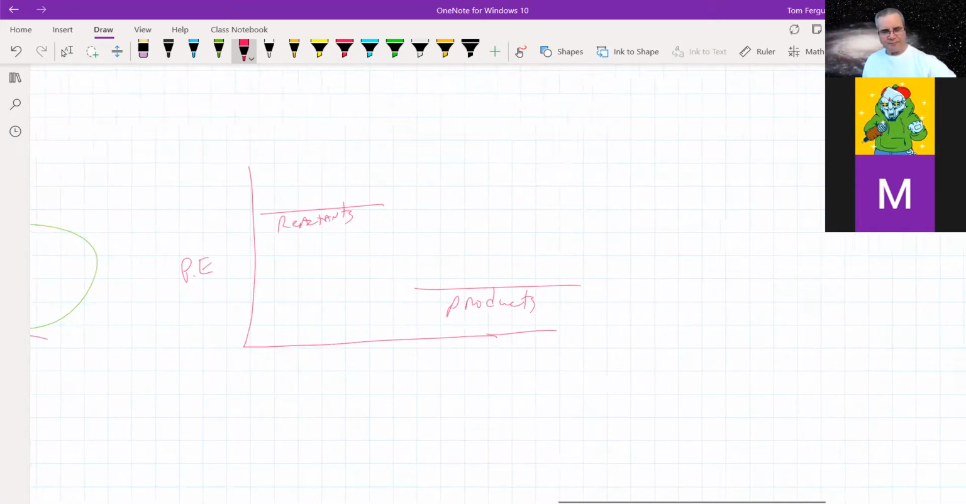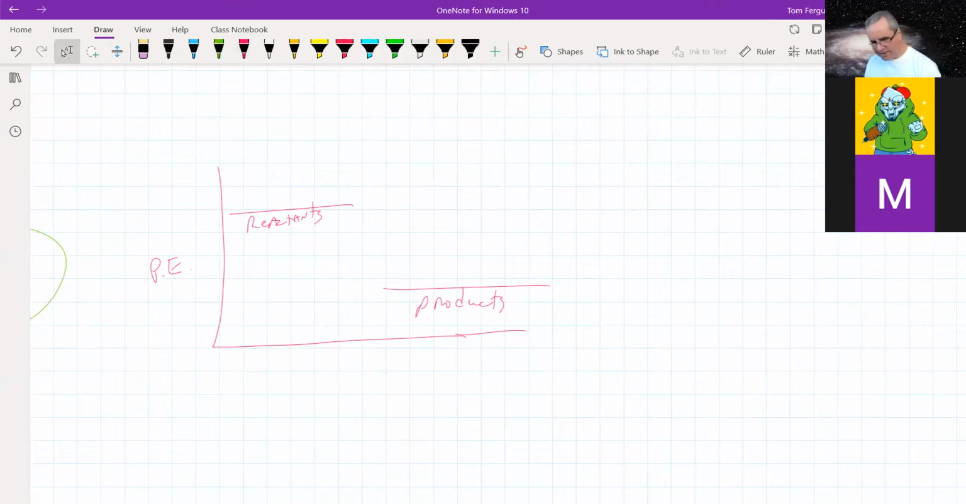Okay, so again, if the reactants are more stable, then the products won't happen. If the products are more stable than the reactants, it will happen. Okay, so when that happens, tell me what happens to the products when we go from reactants to products in terms of potential energy.